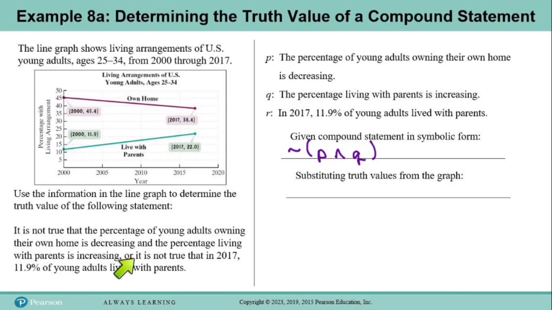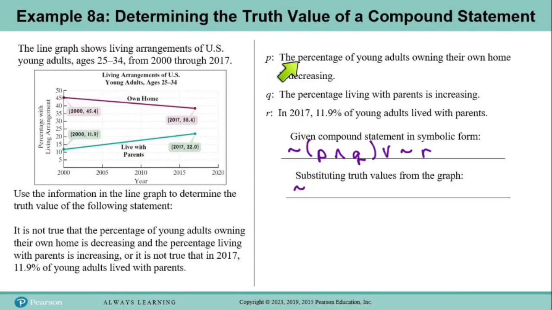Okay, then we have the word or, so we'll have an or symbol. It is not true that, so we'll have another negation. And then we have in 2017, 11.9% of young adults lived with parents. Okay, that's statement R. So here is our given statement in symbolic form. And now what we want to do is go to the graph and determine the truth value for P, Q, and R. So I'm going to go ahead and copy down our not, and then let's look at P.